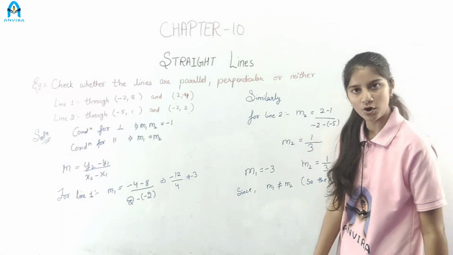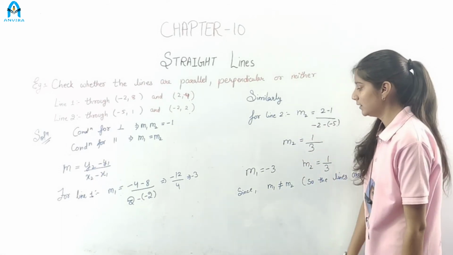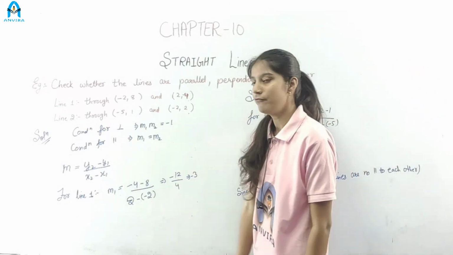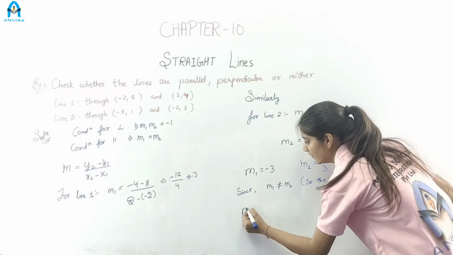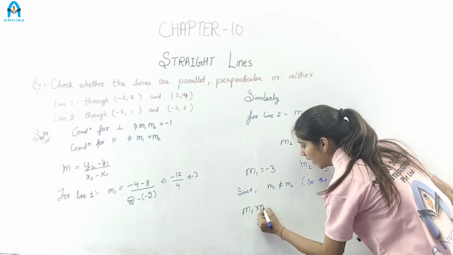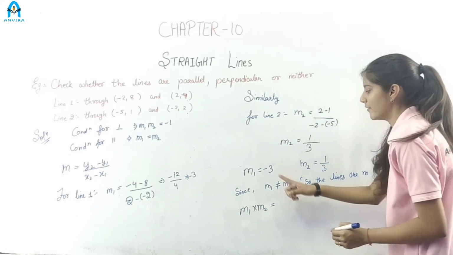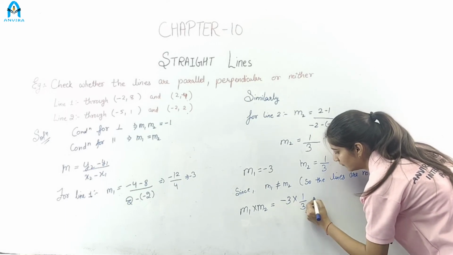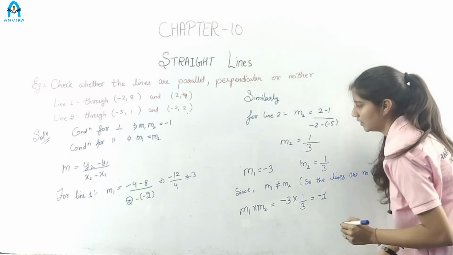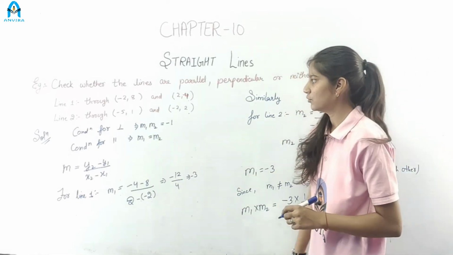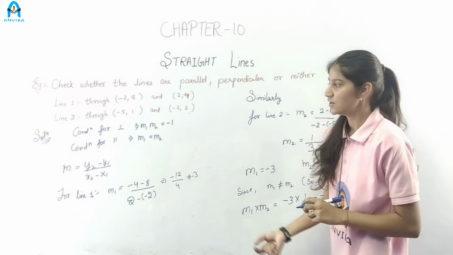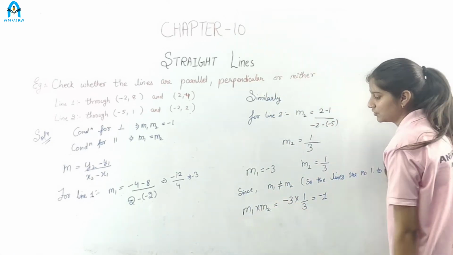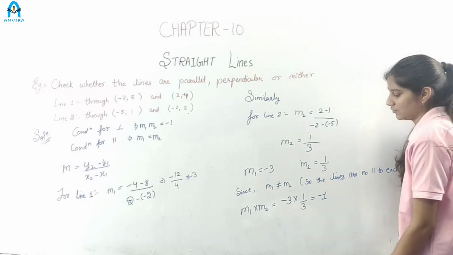So the lines are not parallel to each other. But let us check our second condition, that is the condition of perpendicularity. m1 into m2. So m1 is minus 3 into 1 by 3. What do I get? Minus 1. And what is the condition of perpendicularity? The multiplication of the slopes is minus 1. So here I get the multiplication of both the slopes is minus 1.